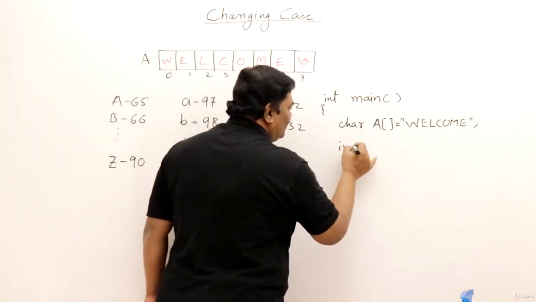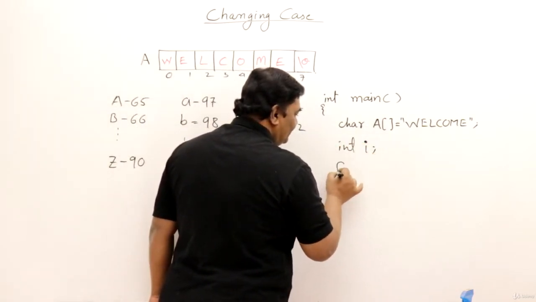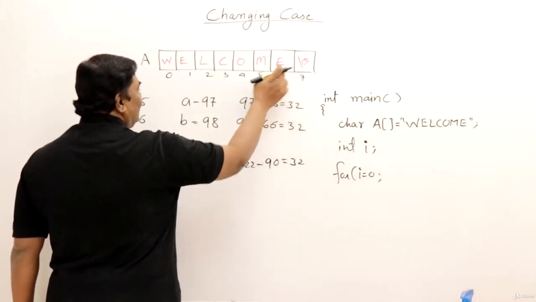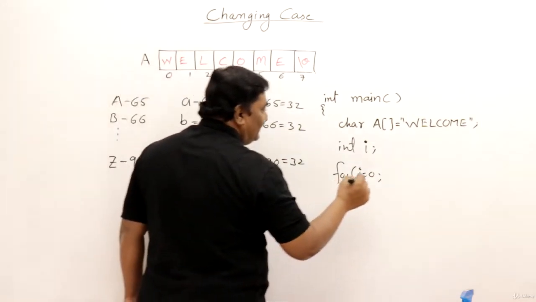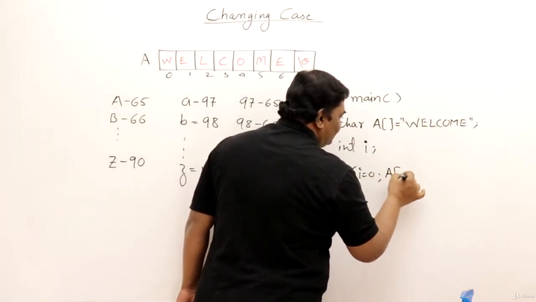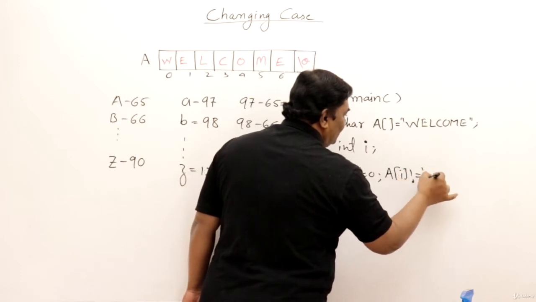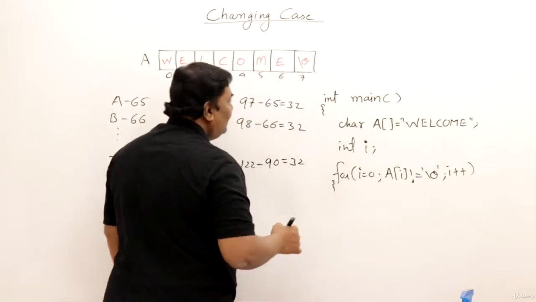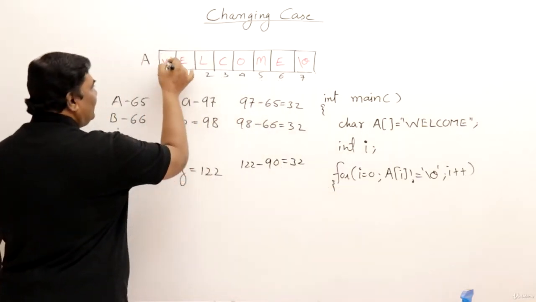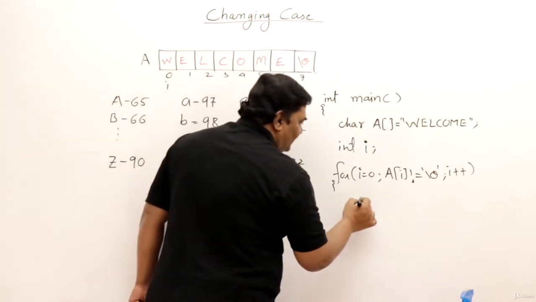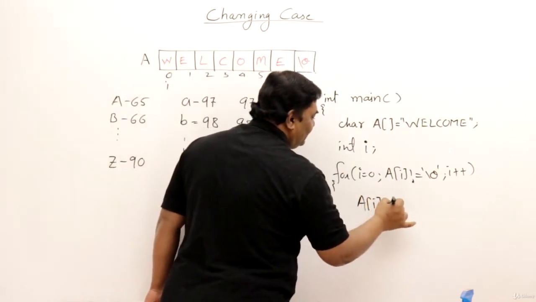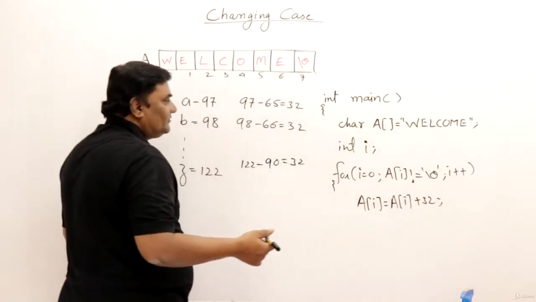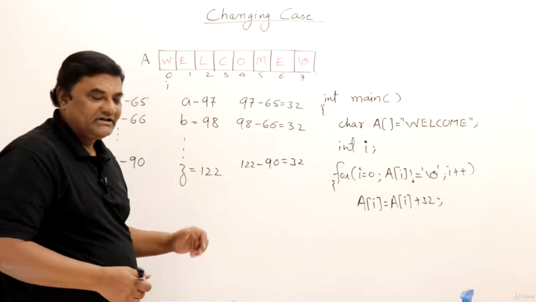For that I need a for loop. I will declare a variable i. So for i assigned 0, and I should stop when it is the null character, \0. I have given the name of the string as A. As long as A of i is not equal to the null character, I should increment i. Then what should I do every time? At each place I should add 32, so A of i becomes A of i plus 32. So 32 is added to the code, and it will become lowercase.